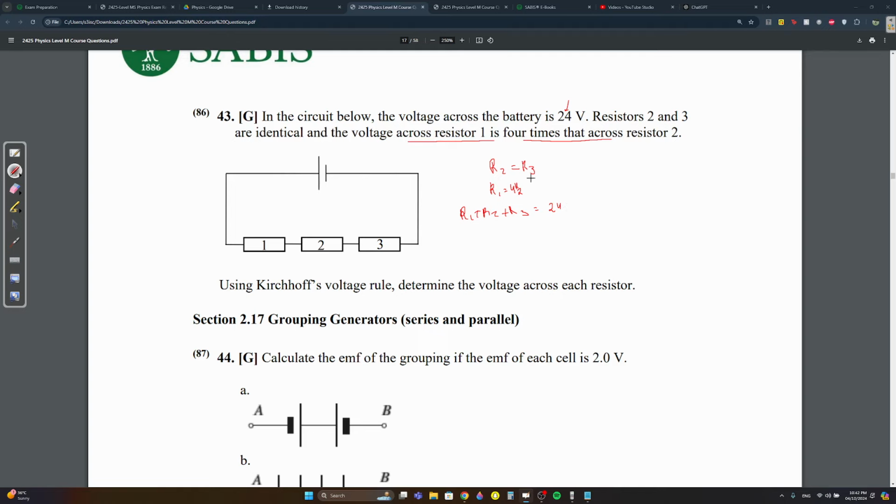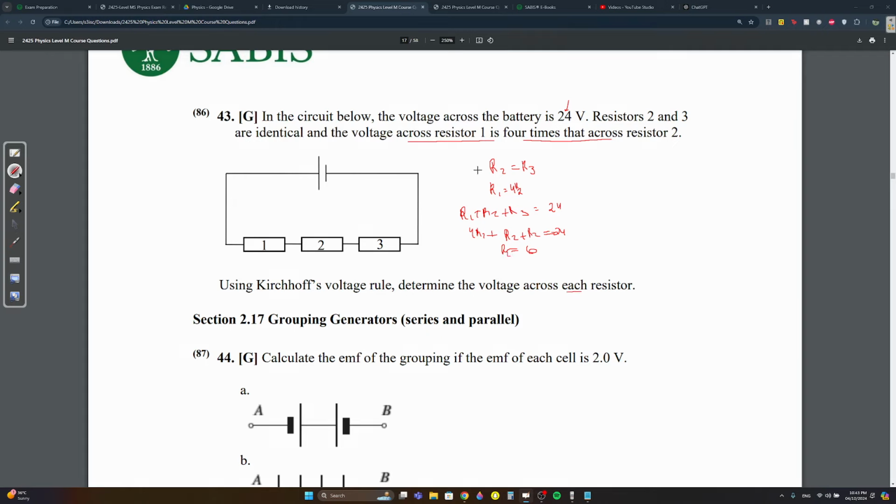Let's start substituting. R2 is equal to R3, so instead of R3, we put R2. So R2 plus R2, and instead of R1 we're going to put 4R2, because they said R1 is 4 times R2. So 6R2 equals 24. You're going to get R2 is equal to 6. Let me see. Yeah, so R2 is equal to 6.